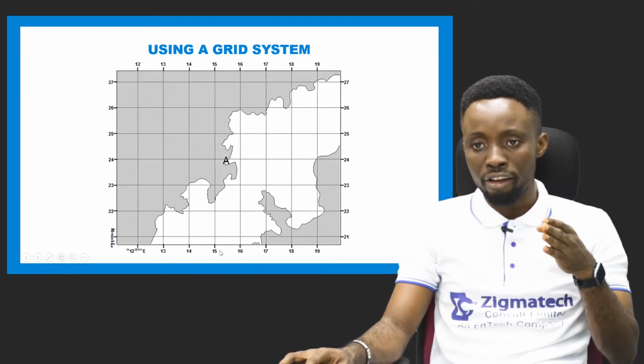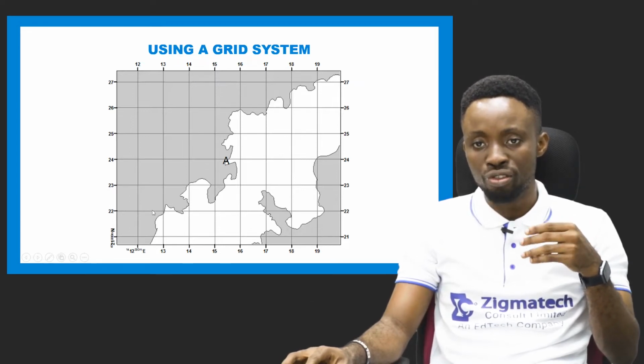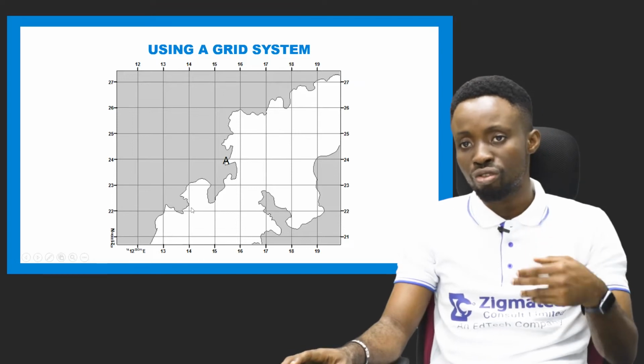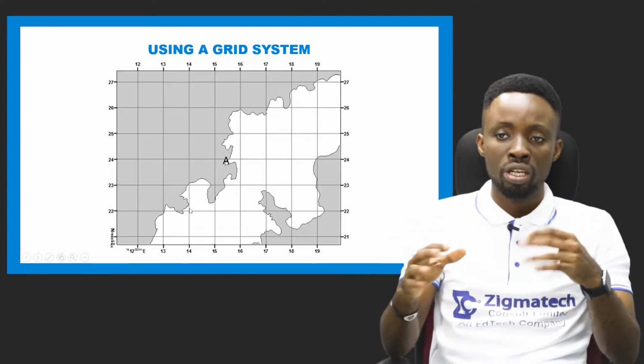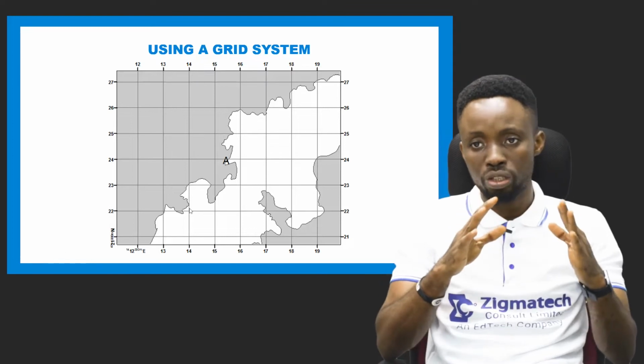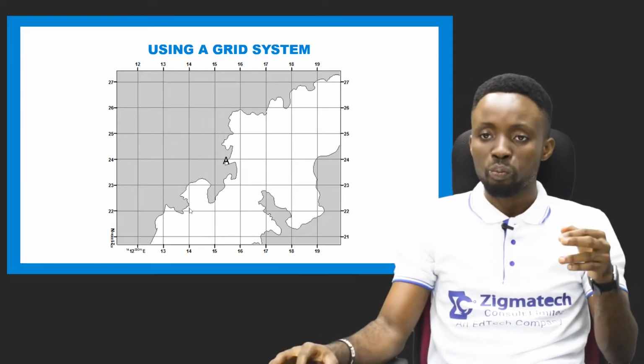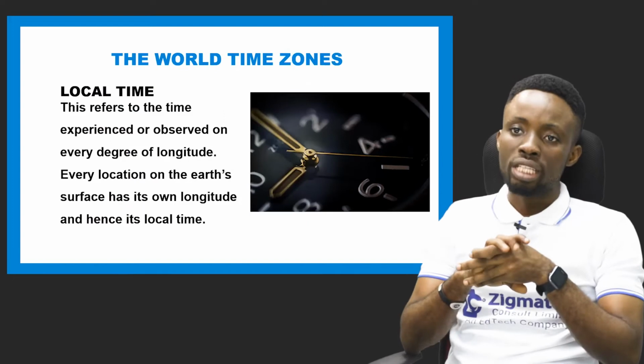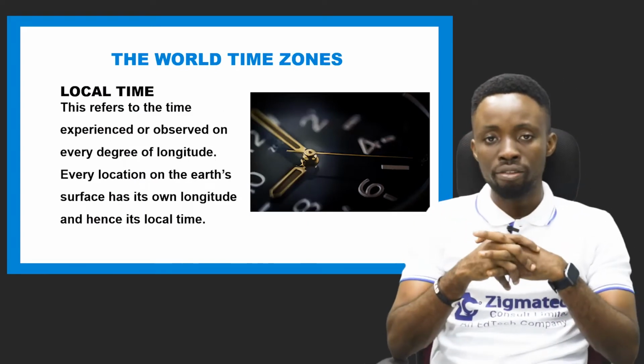15, 155 and 240. So it will be 155240. So that will give us what? The grid point of the location called A. So let's look at time zones, the time zones we have on the globe.